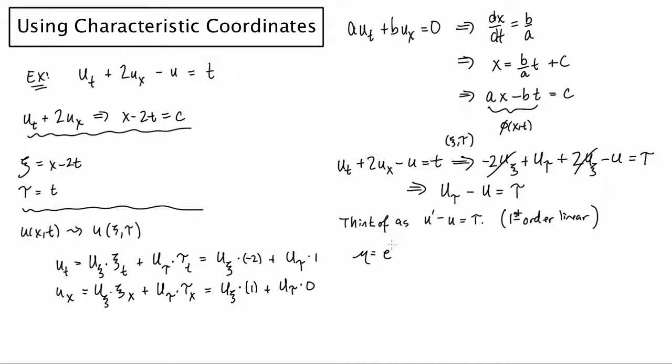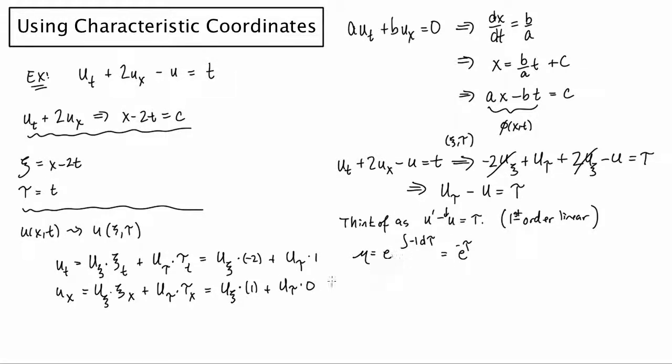It's e to the negative integral of whatever is the coefficient of this term, which is -1. So that's negative 1 d tau, which is e to the tau. So that is our integrating factor. Sorry, I don't need two negatives, just one. So it's e to the negative tau, excuse me.